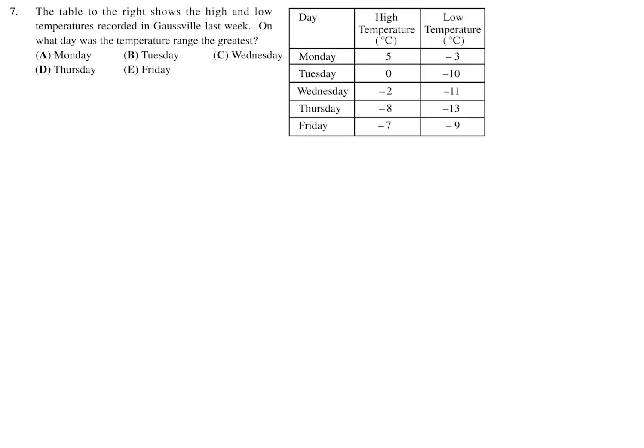The table to the right shows the high and low temperatures recorded in Gaussville last week. On what day was the temperature range the greatest? Okay, so we'll just write range here, and then for each day of the week, we will calculate the range. So 5 to minus 3, so that's a range of 8. 0 to minus 10, that's a range of 10. Minus 2 to minus 11, that's a range of 9. Minus 8 to minus 13 is a range of 5, and finally minus 7 to minus 9 is a range of 2.